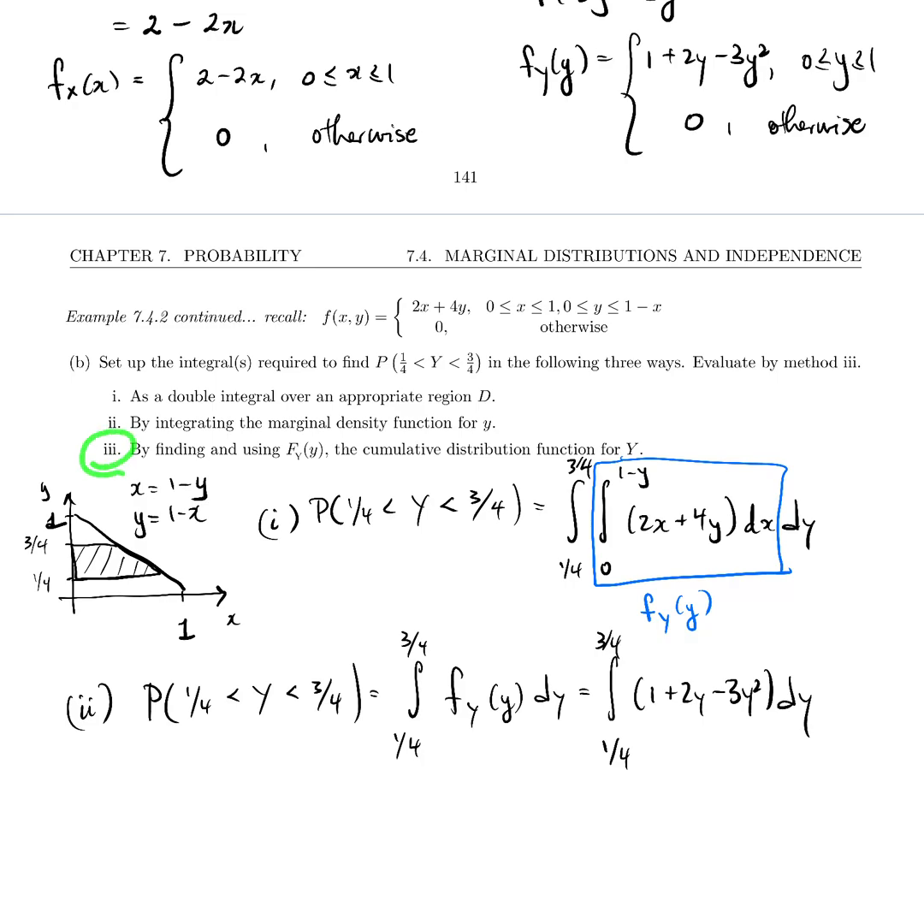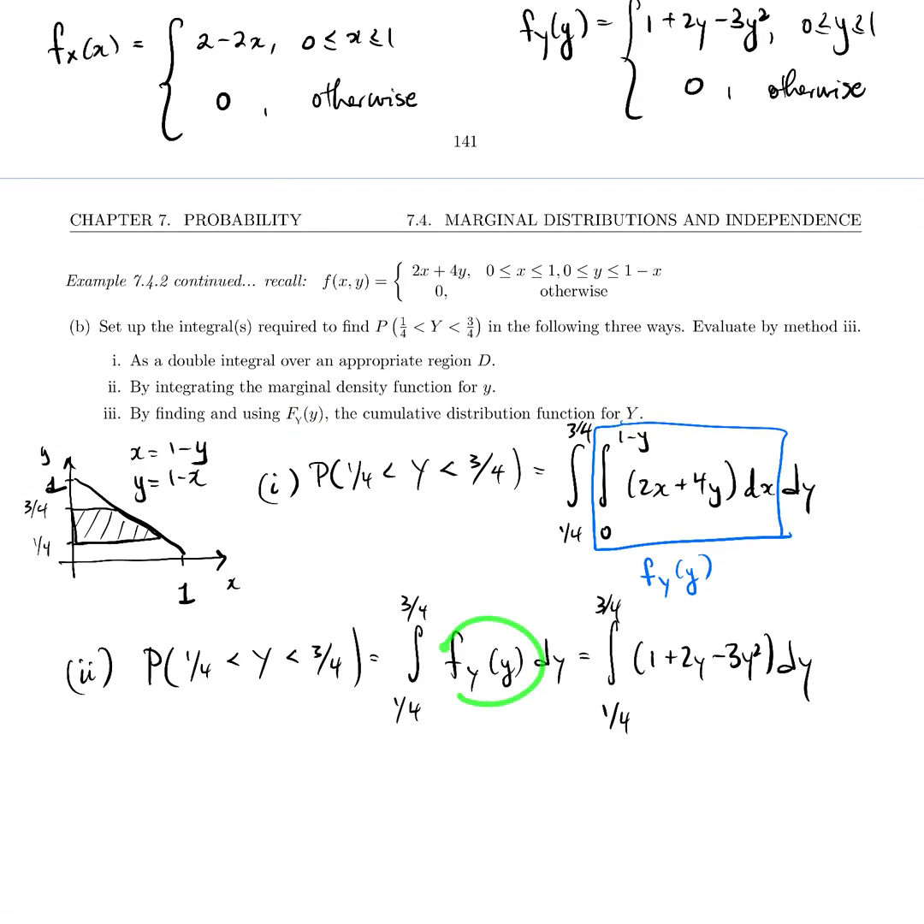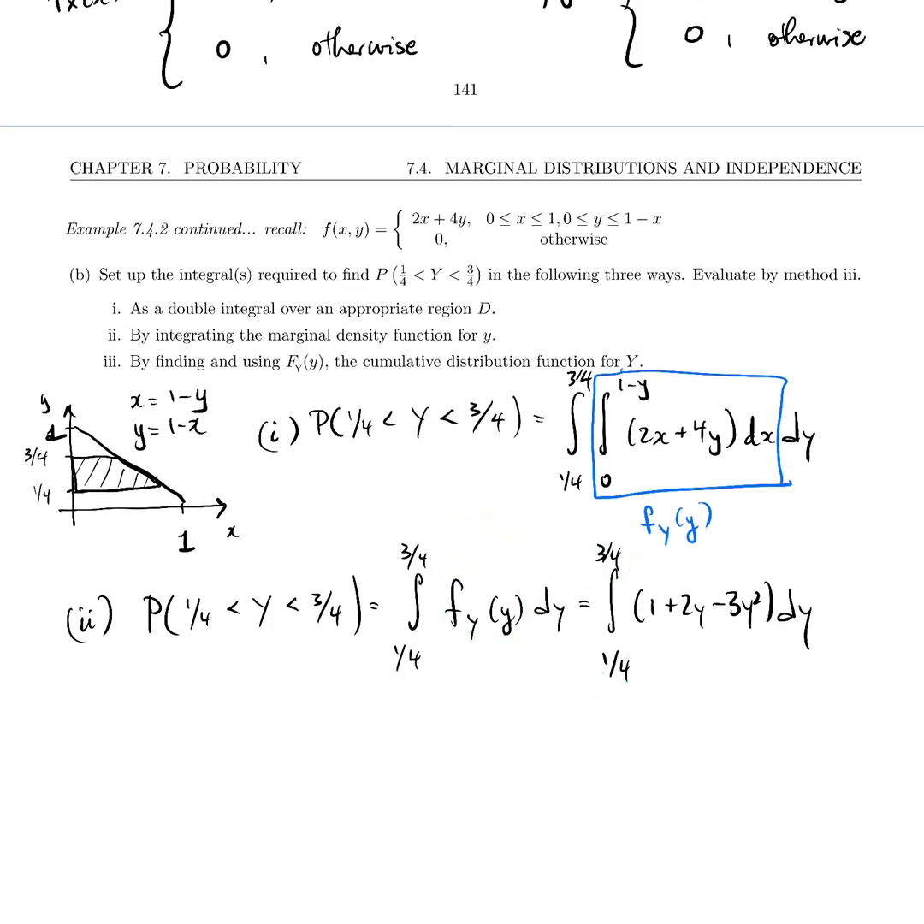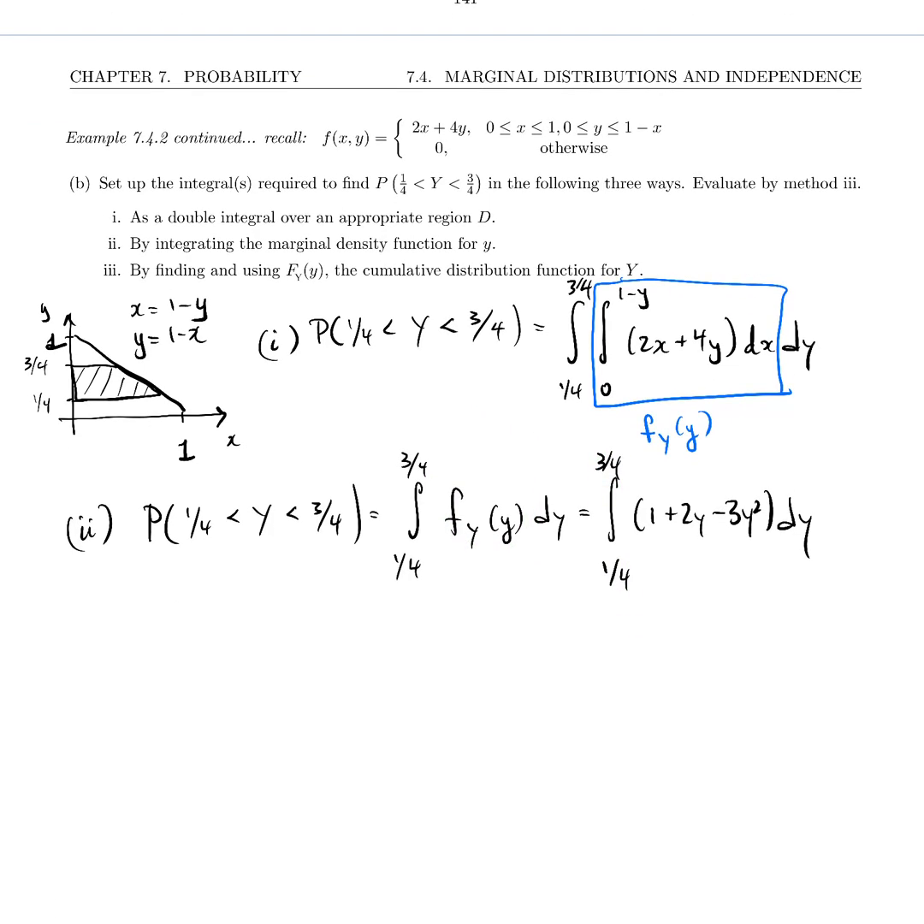And then number 3 is really just a bit of a review from your first probability course: the cumulative distribution function, capital F sub y of y. How do we find that? Well, we integrate this. It's going to be the exact same thing. Right here, you would have to find an antiderivative and do top minus bottom. Well, the antiderivative that we're looking for is exactly that cumulative distribution function. So let's go and do that.